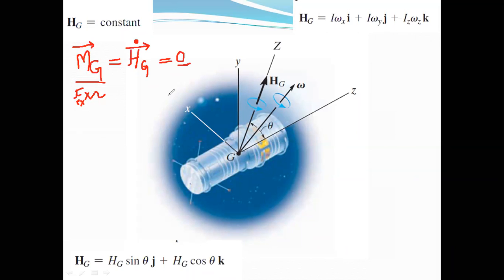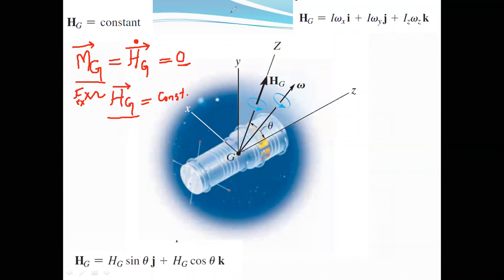Then hg happens to be constant. I will write this as hg is equal to a constant. Since hg is a vector, it means its direction as well as its magnitude are both fixed. In order to do the analysis, we select an axis.